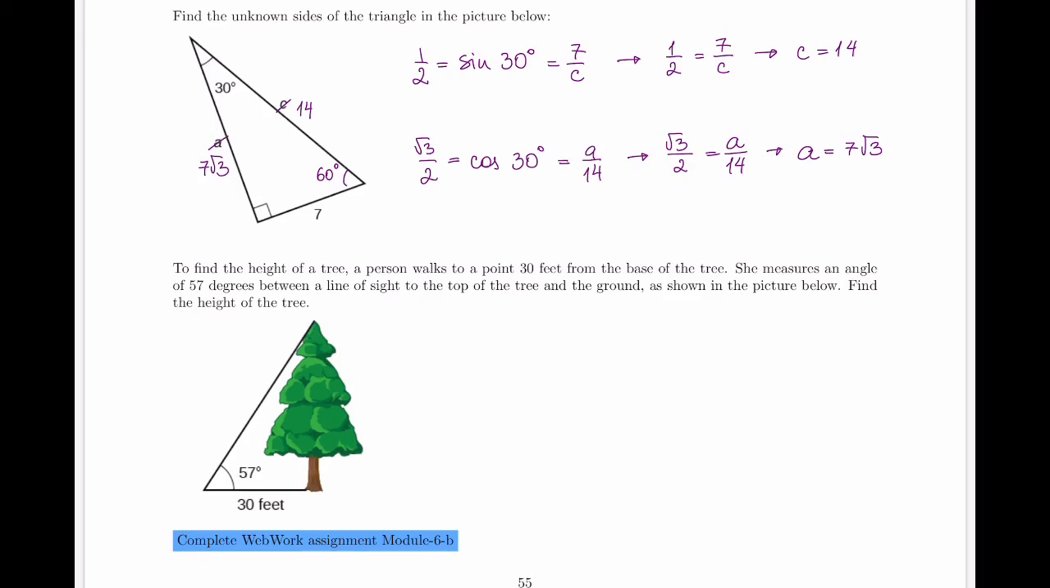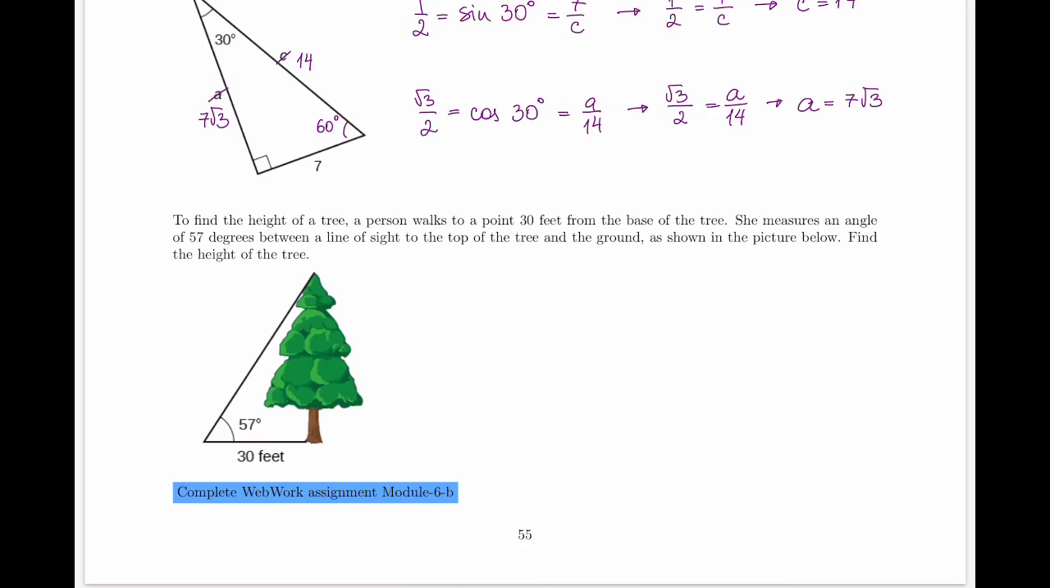Finally, trigonometry, especially triangle trigonometry, is indeed very useful in various types of computations. This is one of the standard ones. We're going to look for the height of the tree. So there's a person that walks 30 feet away from the tree, and she measures an angle of elevation between the line of sight to the top of the tree and the ground at 57 degrees, as shown in this picture. We would like to find the height of the tree. So what we're after is this height of the tree right here.